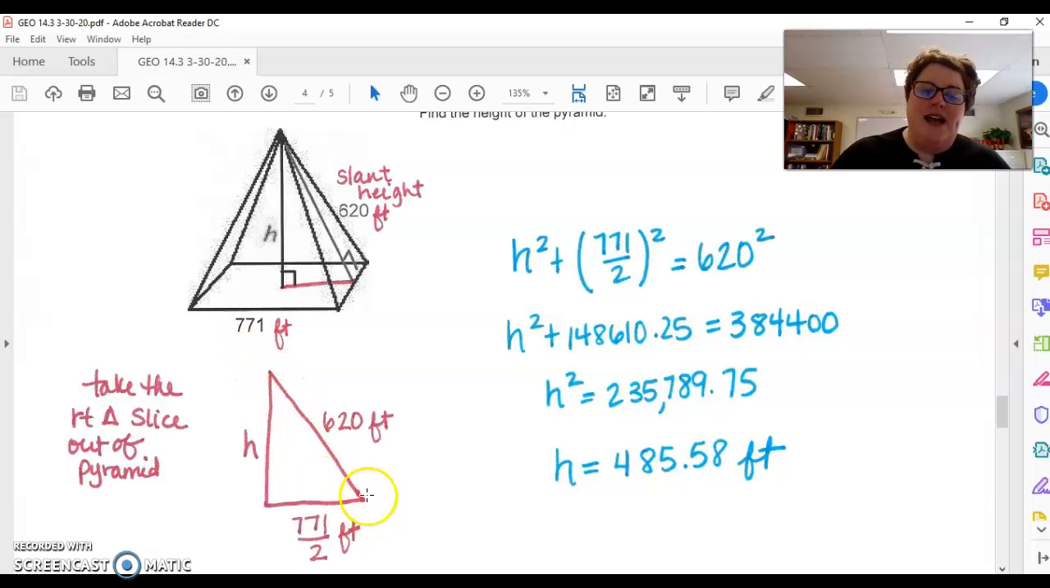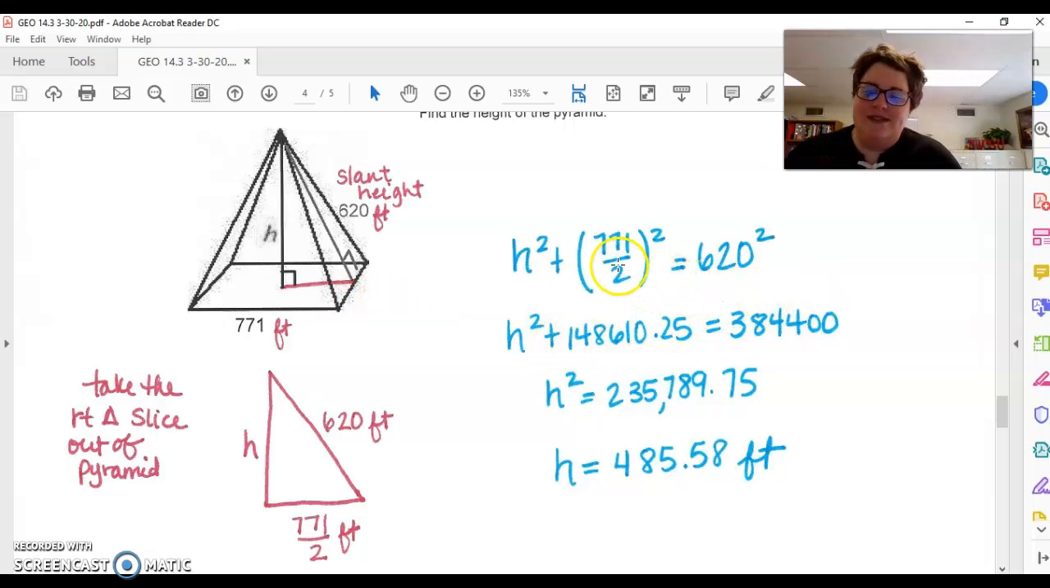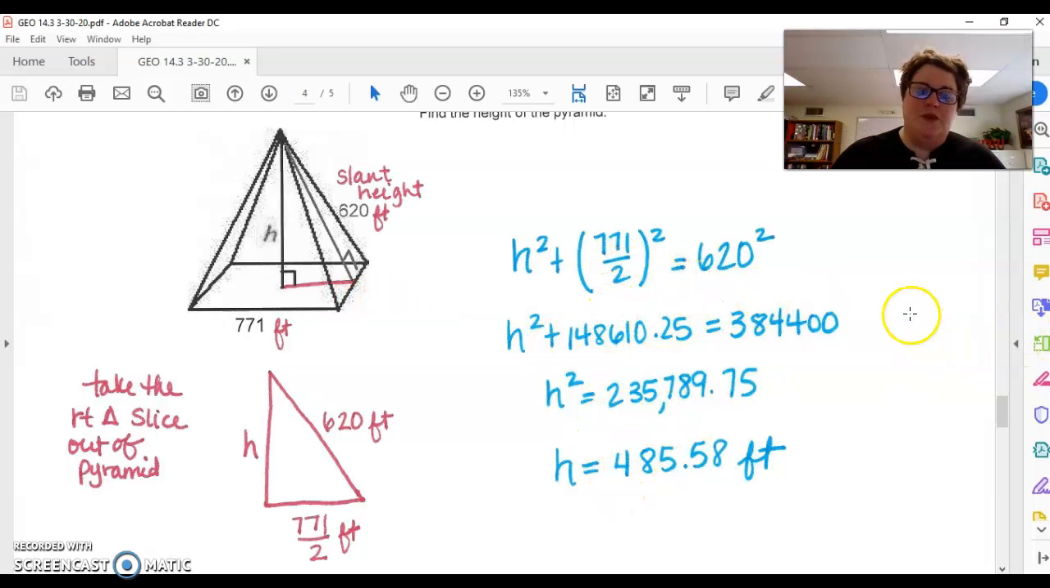Your slant height of your pyramid is 620 feet, and that is going to be our hypotenuse of our triangle. And then our base, it's 771 feet across here. And so that means that just halfway across, this little line right here, is 771 divided by 2 feet. So you can find your height then based on the Pythagorean theorem. So our height is 485.58 feet.